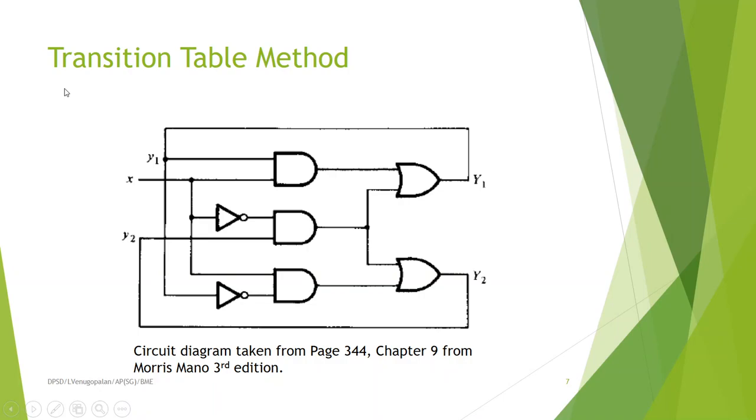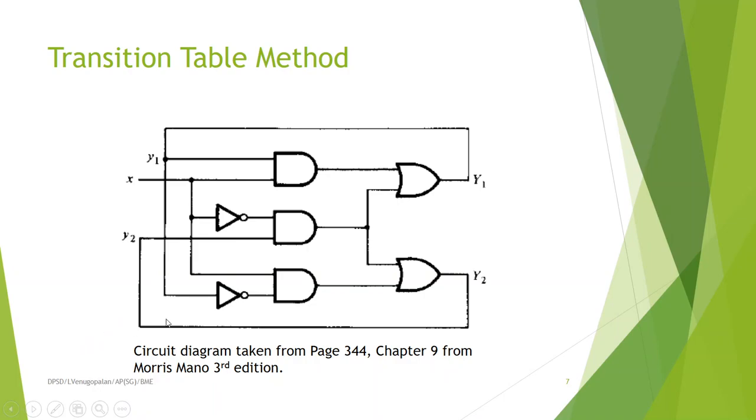So we have been discussing the analysis procedure for an asynchronous circuit and we are going to discuss the transition table method. So let us consider this example where you have a combination circuit that has two NOT gates, three AND gates and two OR gates and there's a feedback mechanism in it. The circuit does not have any memory element in it, it's just a gated circuit. However, it has a feedback loop and that's why it is an asynchronous circuit.